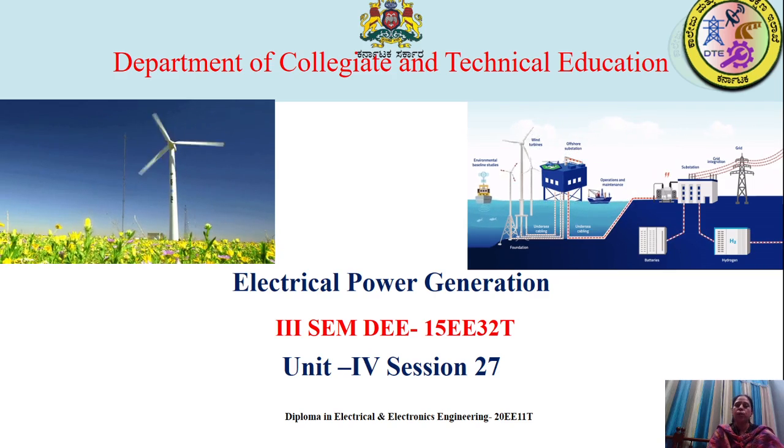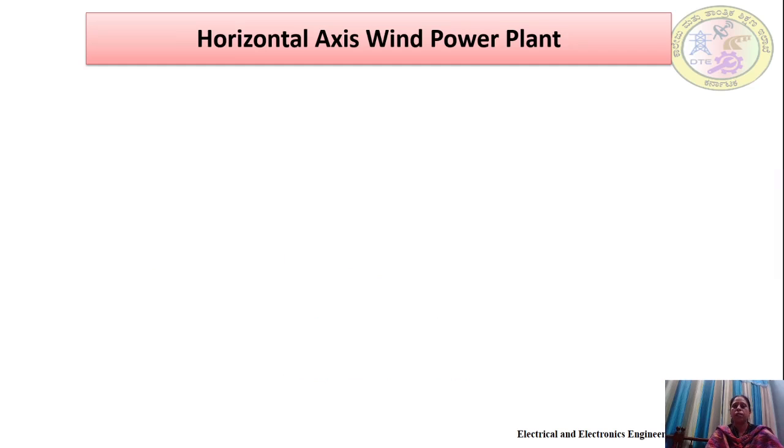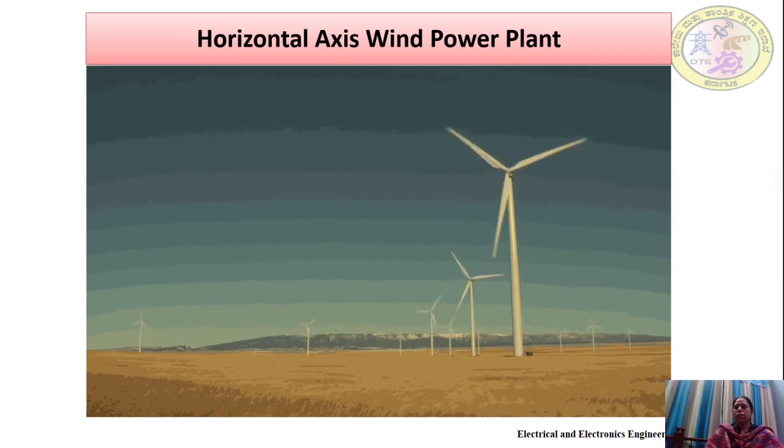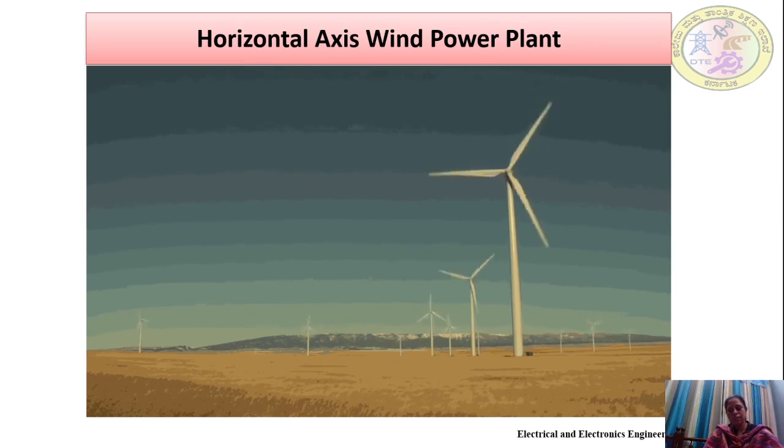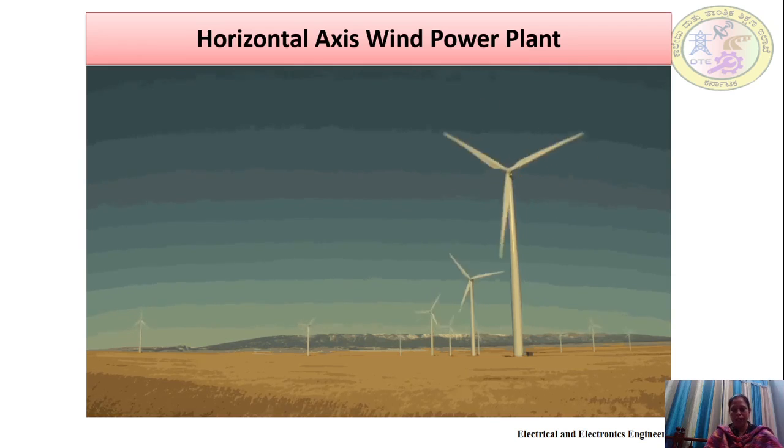The subject I am going to teach today is Electrical Power Generation with the subject code of 15EE32T. This is session 27 of Unit 4. By seeing the image itself, we'll come to know that today's session will be regarding horizontal axis wind turbine. Already told, today's topic is about horizontal axis wind power plant.